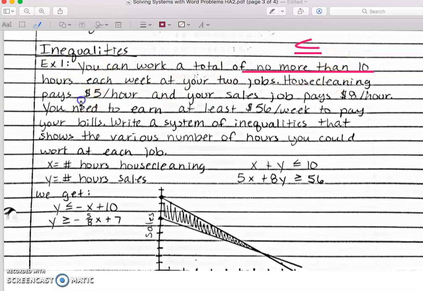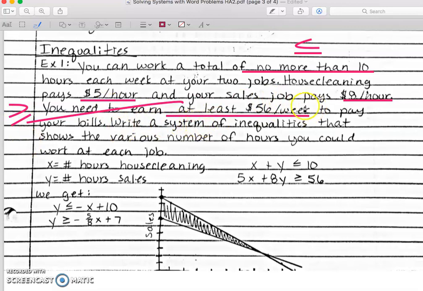House cleaning, I get $5 an hour. At my sales job, I get $8 an hour. I need to earn at least $56 a week to pay for my bills. So if I'm talking at least, can I earn more than 56? Yes. Can I earn less than 56? No. So at least means I'm going to have the inequality greater than or equal to.